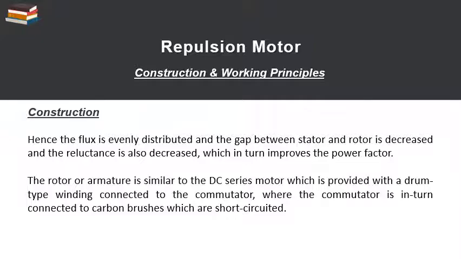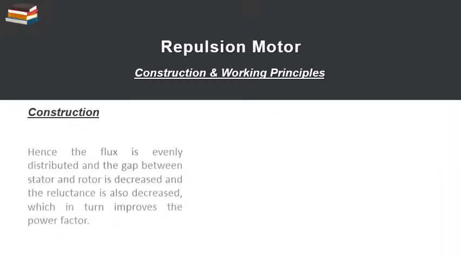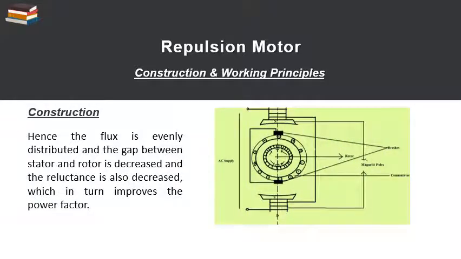The rotor or armature is similar to the DC series motor, which is provided with a drum type winding connected to the commutator, and the commutator is in turn connected to carbon brushes which are short circuited. Hence, the flux is evenly distributed, the gap between the stator and rotor is decreased, and the reluctance is also decreased, which in turn improves the power factor.